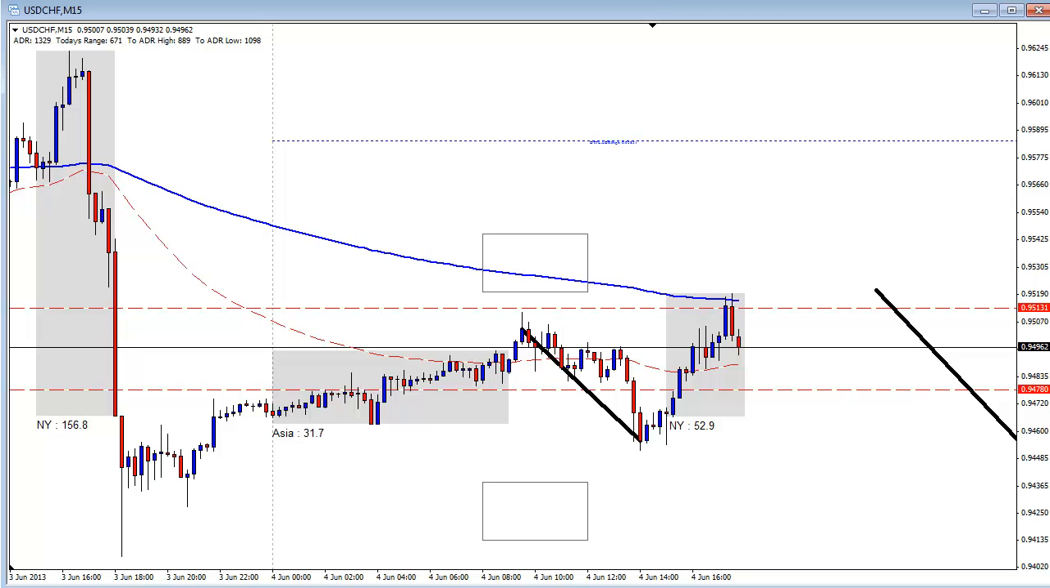So anyways, that's the gist of this trade, guys. It was in the direction of the overall cycle, number one.